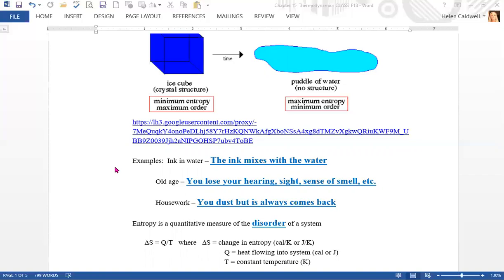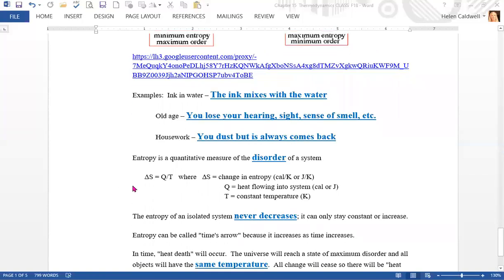Entropy is a quantitative measure of the disorder of the system. That means you can come up with a numeric value. Entropy is measured in delta S, that's the symbol for it. The units are joules per degree Kelvin, and delta S is equal to Q divided by T.